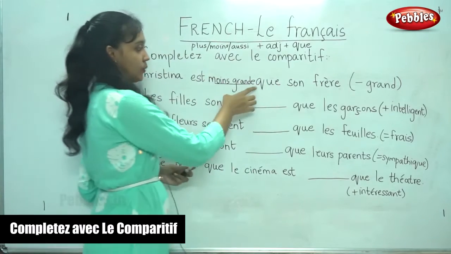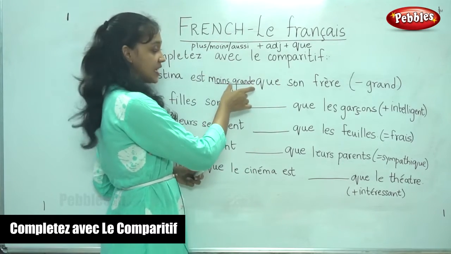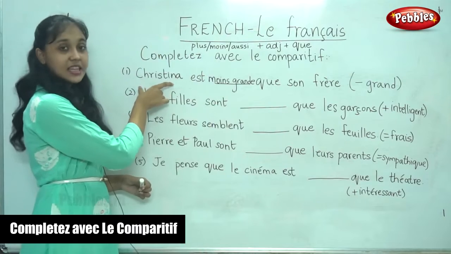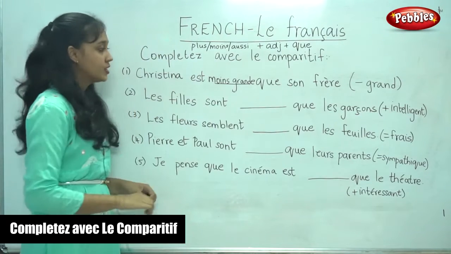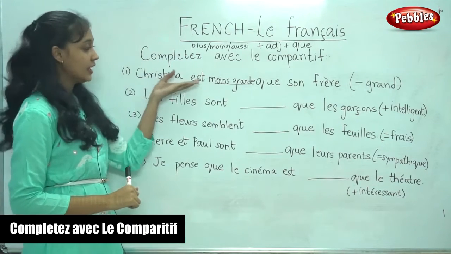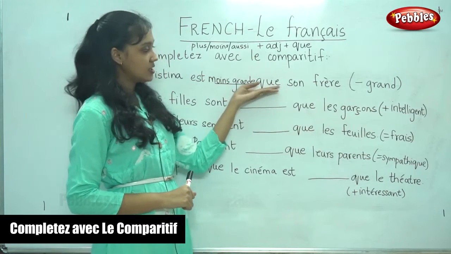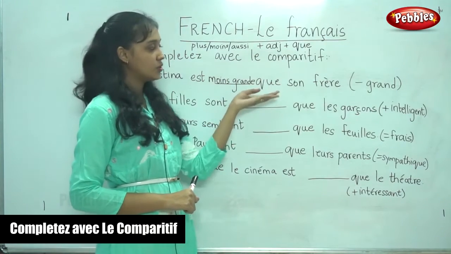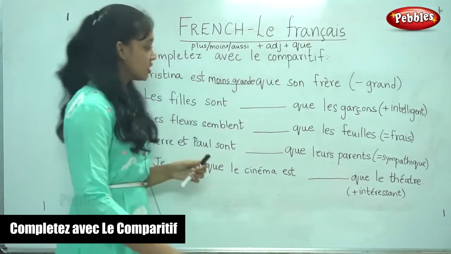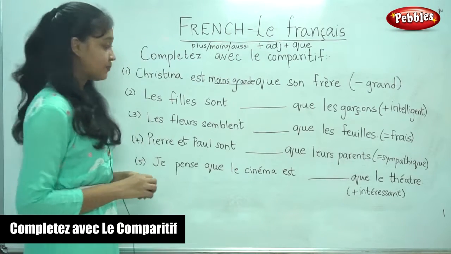Do you understand why we are adding this E here? It is because our subject is in the feminine form. So, Christina est moins grande que son frère. The que is already there in the sentence, so you don't have to add it again. Shall we move on to the next sentence?